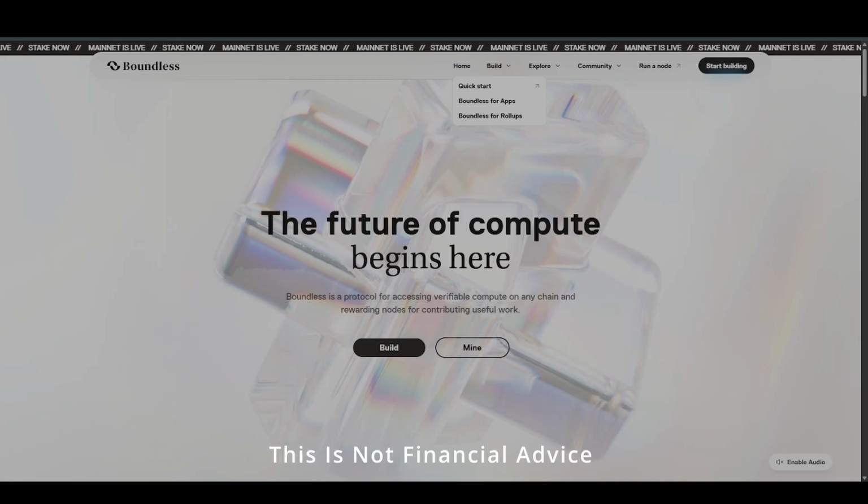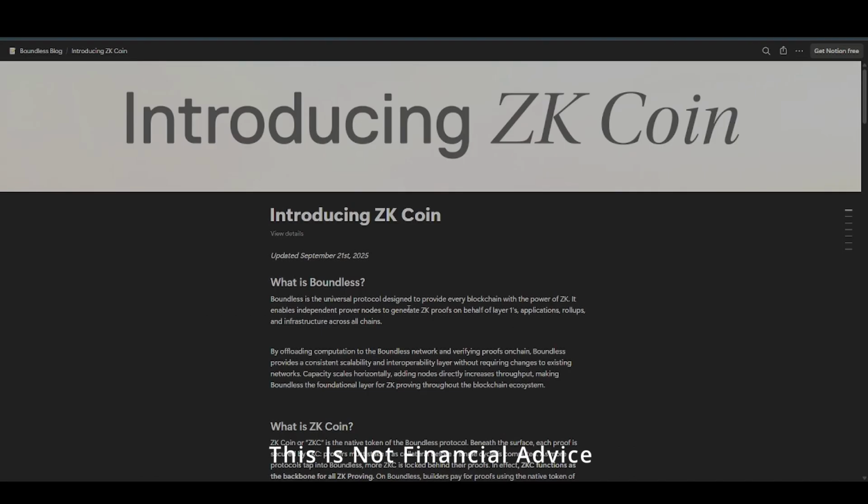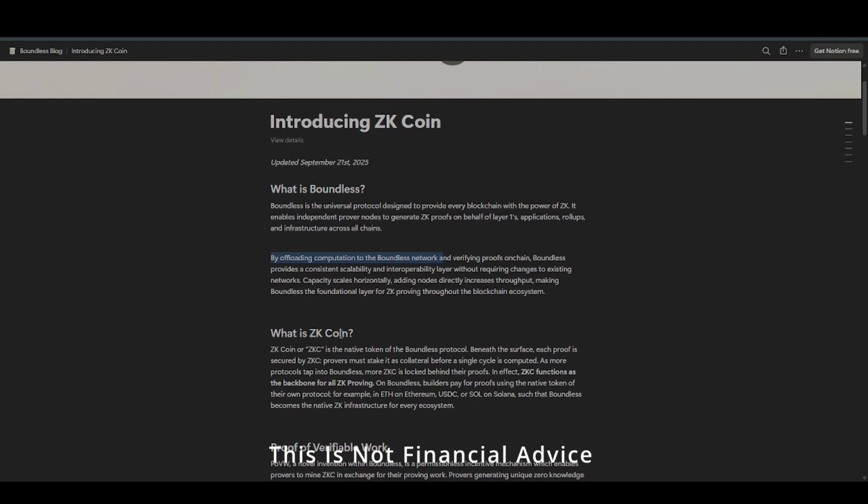If you don't know what Boundless is, Boundless is a universal protocol designed to provide every blockchain with the power of zero knowledge. It enables independent prover nodes to generate zero knowledge proofs on behalf of layer 1 applications, rollups, and infrastructures across all chains, and I think it also works for the OP chains as well. By offloading computation to the Boundless network and verifying proofs on chain, Boundless provides a consistent scalability and interoperability layer without requiring changes to the existing network. That's really good, I would say. So basically that is what Boundless is.